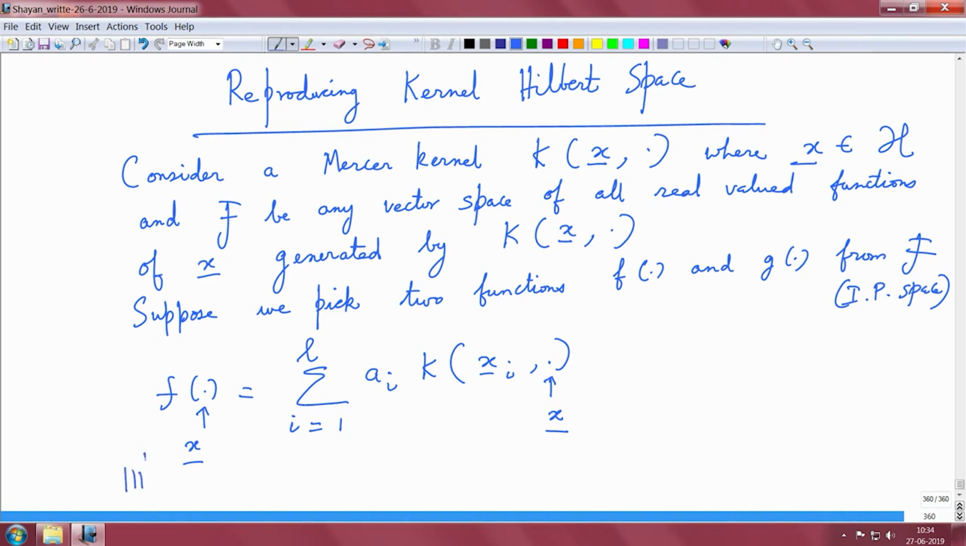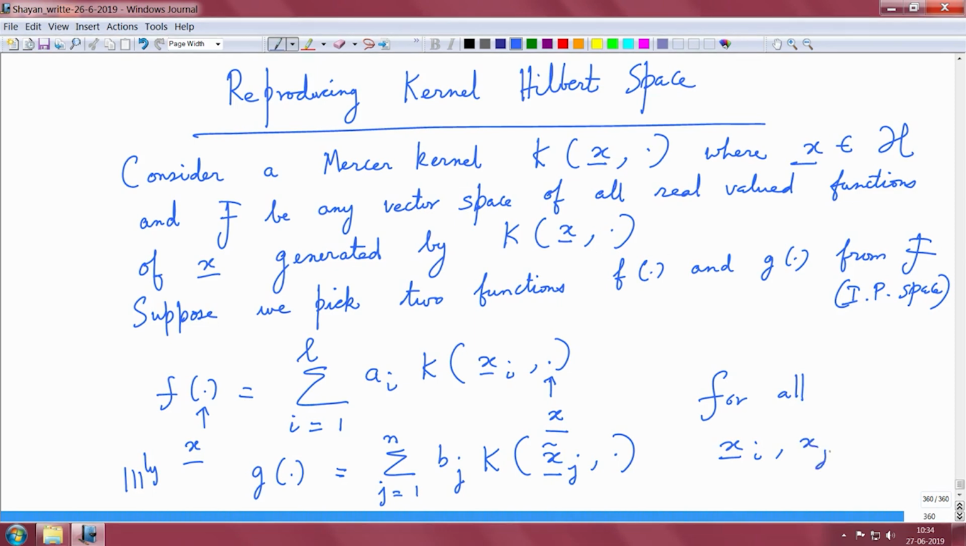So, similarly, if I do not put an x there, it implies that you could fill in this placeholder. I can write g, this function g, as a linear combination of n such kernels. So, it is summation j equals 1 to n of b_j times the kernel acting on two points x_j tilde and dot, and this dot indicates x, right. So, for all x_i, x_j tilde belonging to this Hilbert space, right, I pick two functions f and g from the inner product space that can be expanded using this kernel.